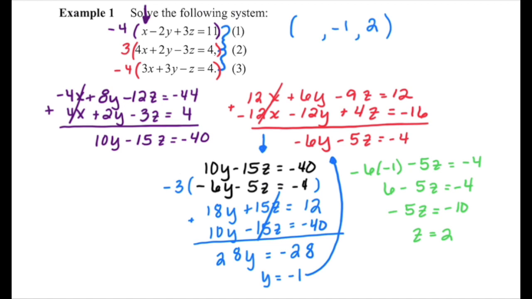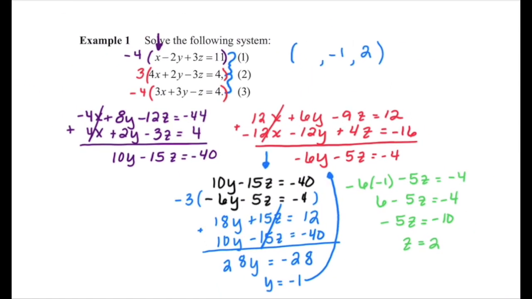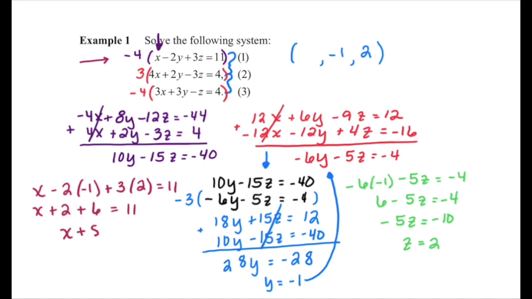So I'm going to plug in y and z into one of my equations up above. Let's say I choose the first equation. Since x is already by itself, I'll have x minus 2 times -1 plus 3 times 2 equals 11. X plus 2 plus 6 is 11. X plus 8 is 11. So x is equal to 3. We have found our ordered triple.